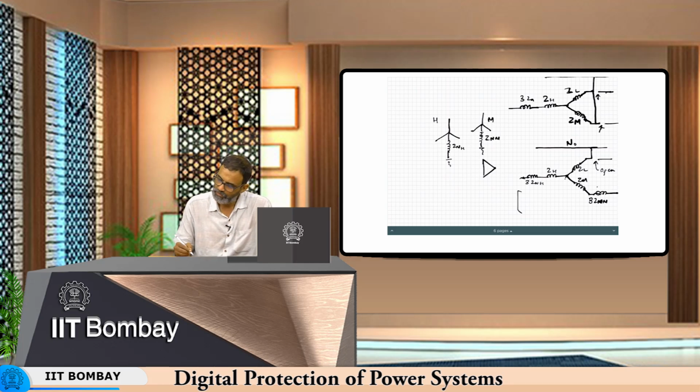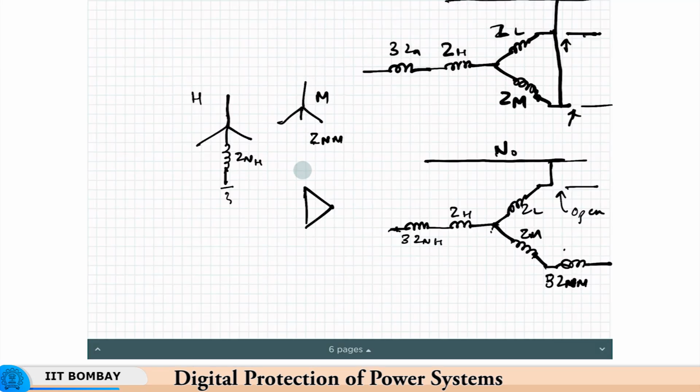Now, I will quickly take one more case. Say this star was ungrounded. Then what you do is this will also be open. So there will be one more open point here. You configure the zero sequence networks accordingly.